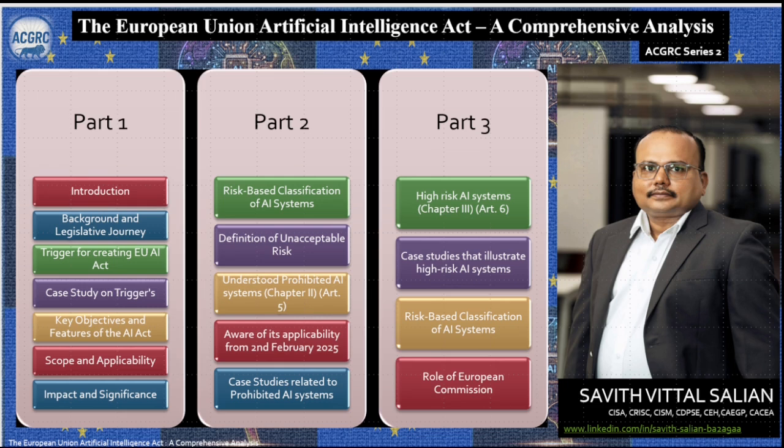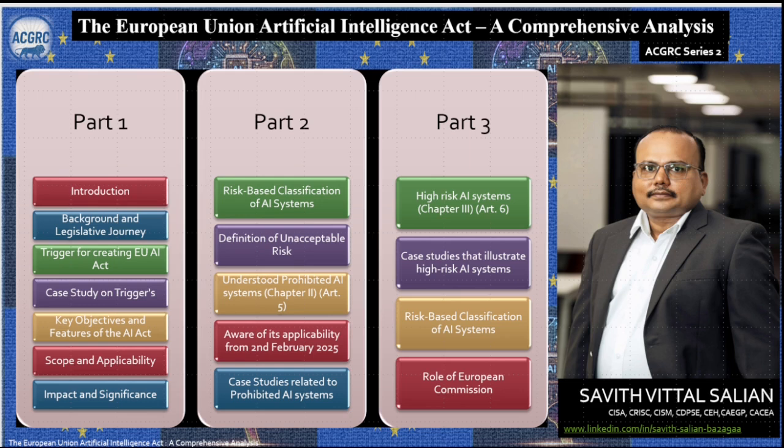We have looked at different systems, the definition of unacceptable risk and what it means. We also understood that the act is in play. We also understood the prohibited AI systems, what it means as per chapter 2, article 5. We understood the case studies so that the context is clear as we move forward.